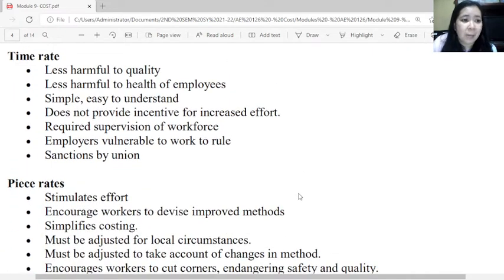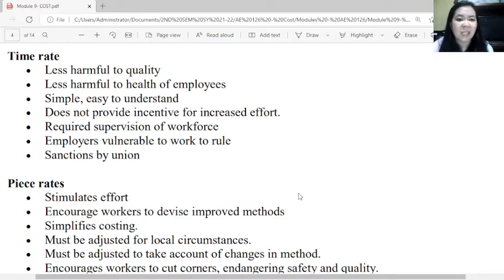Okay, for the time rate, the effect is less harmful to the quality and to the health of the employees, because in this case, the time spent will be the basis, and normally when time rate is being used, there is a maximum and minimum time that the worker can spend for a certain period of time.